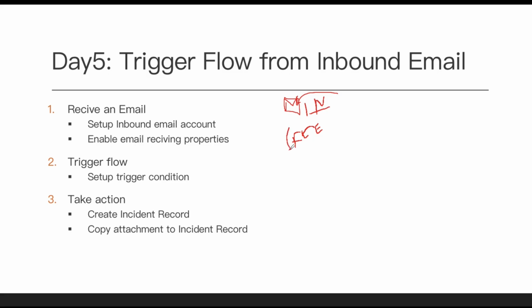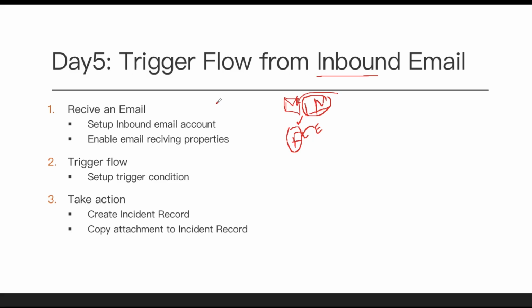What is the benefit of triggering the flow instead of the inbound action? The benefit here is that we can do a lot of steps, we can do a lot of things without any code. Like we can trigger the notification, we can send the approval, we can create the record. All these things we can do, which need additional code in our inbound action. So in today's class, we'll learn how we can trigger a flow based on an inbound email.